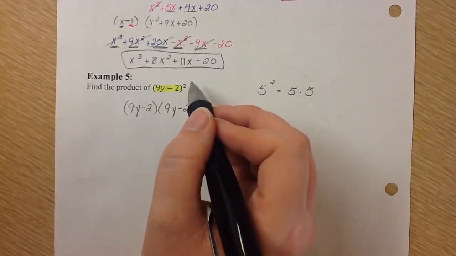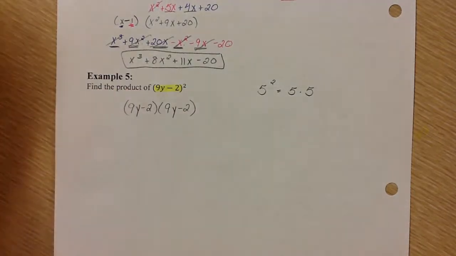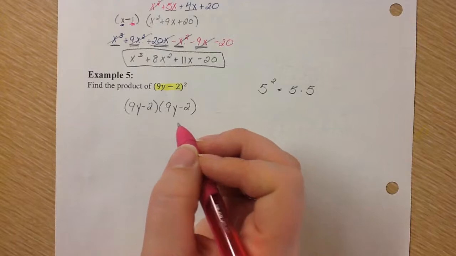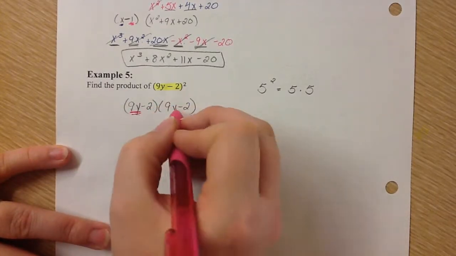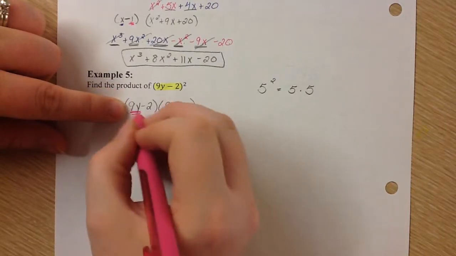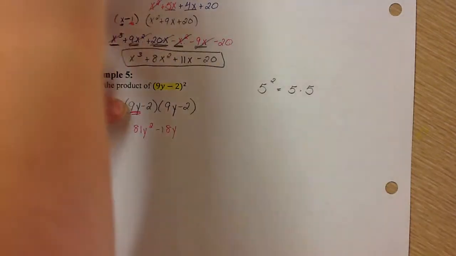You cannot just square both pieces. Okay, it doesn't work that way because you have to distribute. So I have to take 9y minus 2 times 9y minus 2. So let's multiply by 9y. 9y times 9y. 9 times 9, 81. Y times y is y squared. 9y times negative 2, negative 18y.